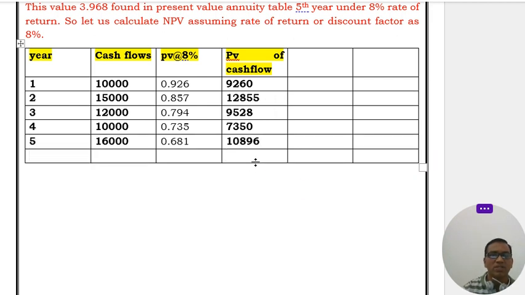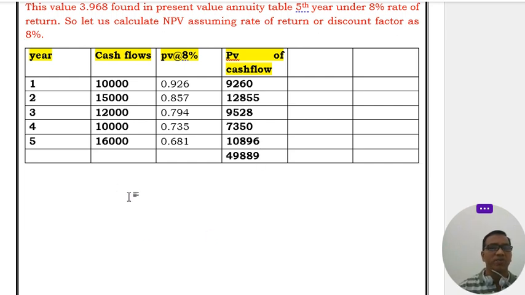Let me keep one more row so that I have the total values. So how much did I get in total? Total of PV of cash flows: 9,260 plus 12,855 plus 9,528 plus 7,350 plus 10,896, that equals 49,889. This is the total.